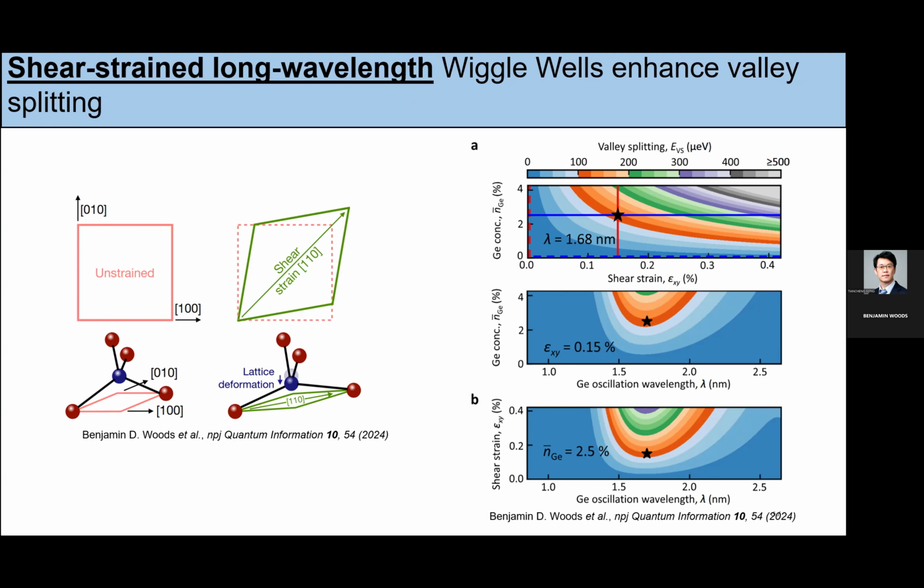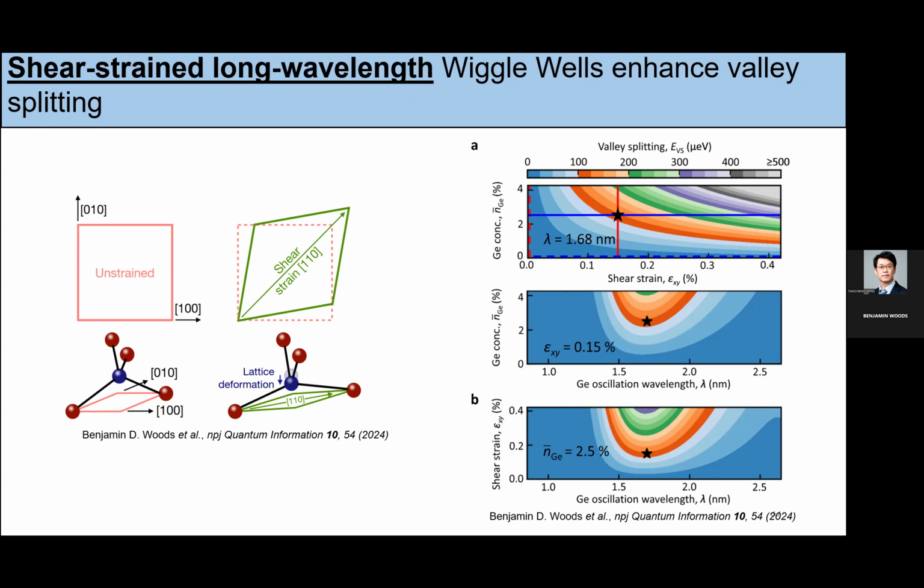So this is different than the strain coming from just the quantum well itself, where because you're sandwiching that silicon well with silicon germanium, the whole silicon will expand, but it's uniform in all directions. Here you need to have some anisotropy, where it's elongating and contracting. So that's the new thing that's being added in here. And if you do this, then what you see is that you can use this long wavelength wiggle well.